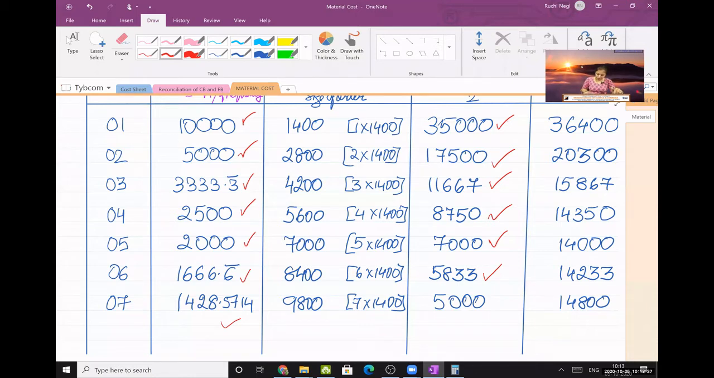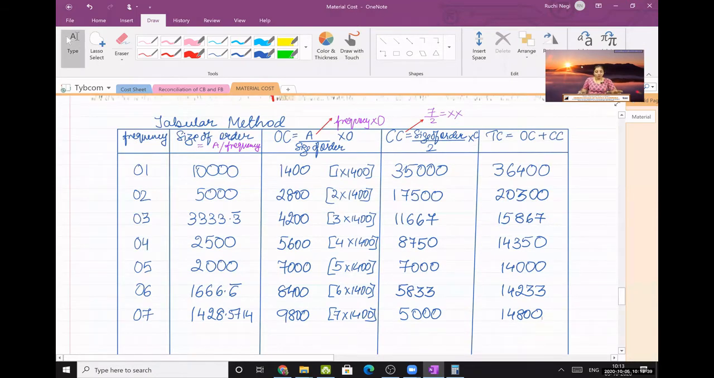And then total cost is OC plus CC, matlab this column plus this column. 35,000 plus 1,400, 36,400. 2,800 plus 17,500, 2,300. So like that, you keep adding till here. These are the probable shortcuts.